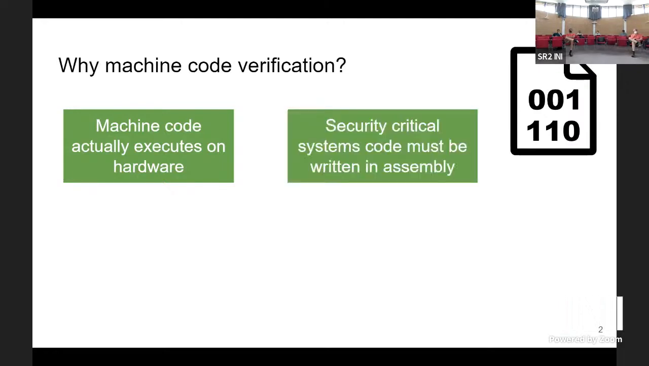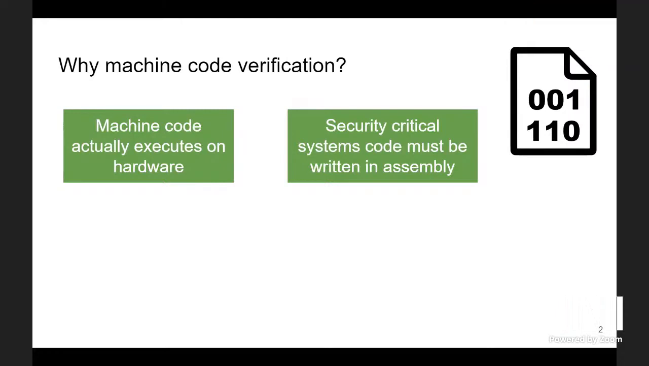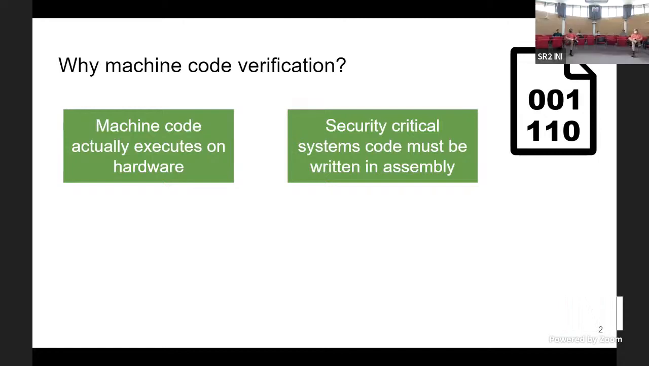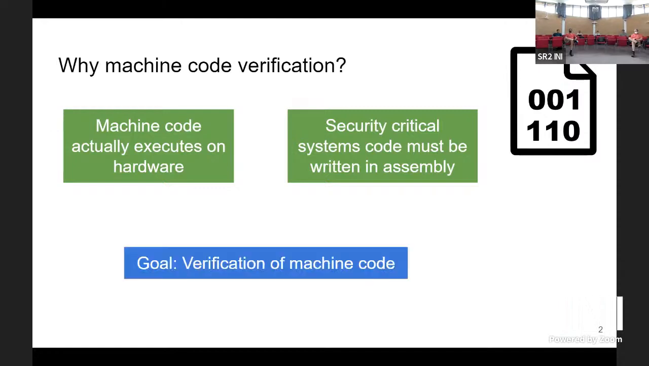The other main reason is that there's a non-trivial amount of code we care about that's still written in assembly. The primary example of this is exception handlers in operating systems and hypervisors. These get written in assembly because they interact with system features. So you have to write them in assembly, and they're attractive verification targets because they form the protection boundary between user land and kernel. So they're security critical to get right. So we want to do machine code verification.